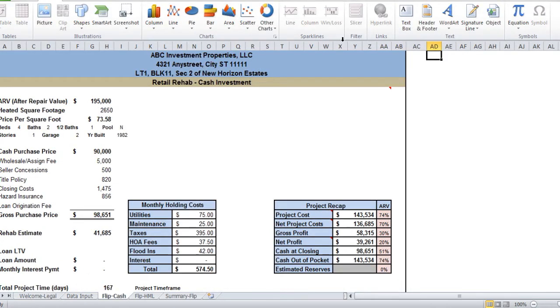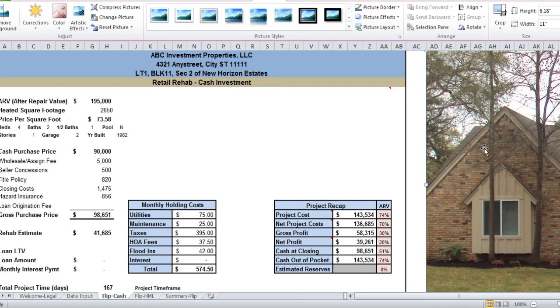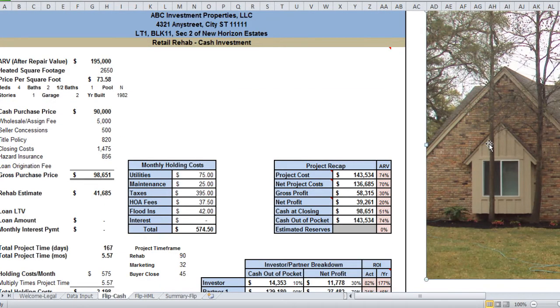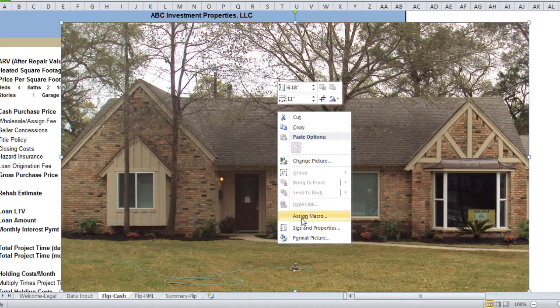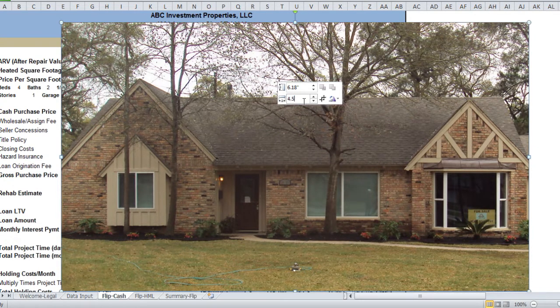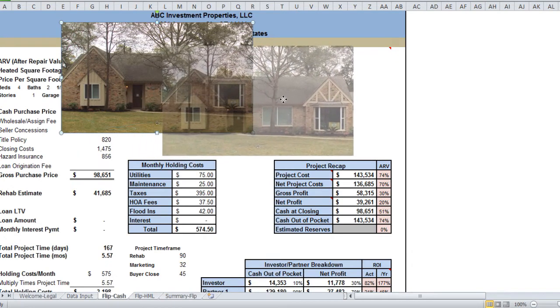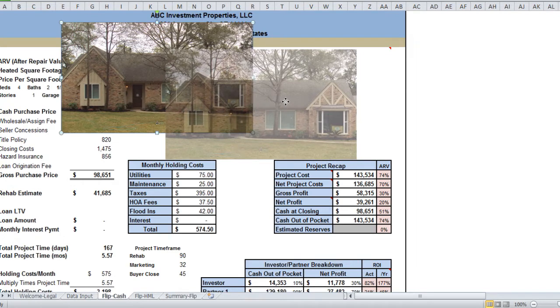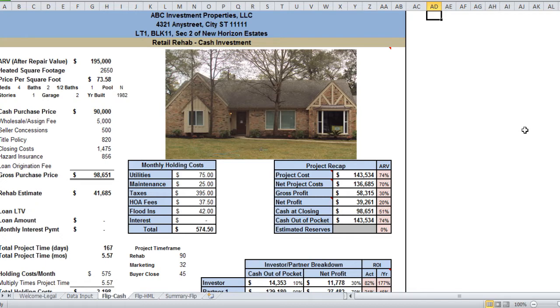Okay, so I'm going to go grab my picture. Drag it over here so we can see it. Notice it's way too large. If I change the width to 4.5, it makes it a little bit better. Get it over here and put it right there. Looks pretty nice there, doesn't it? Now on to our analysis.